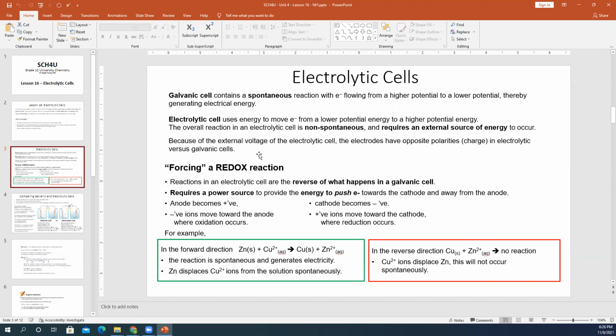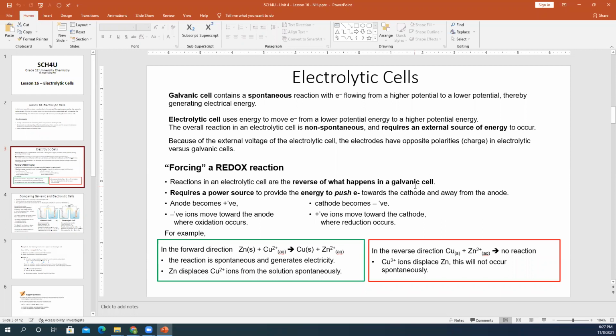Now, because of the external voltage of the electrolytic cells, the electrodes in the electrolytic cells have opposite polarities, opposite charge compared to what they are in the galvanic cell. And we are going to review that a little bit more in the next slide. And this is because we are forcing a redox reaction to happen. In the galvanic cell, the redox reaction happened quite spontaneously. In the electrolytic cell, we are forcing a redox reaction. The reactions in the electrolytic cells are the reverse of what happens in galvanic cells. I really want to emphasize that point.